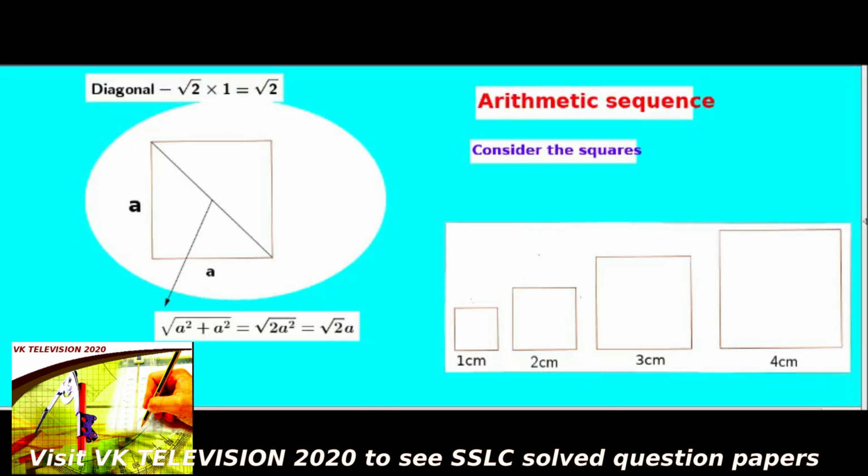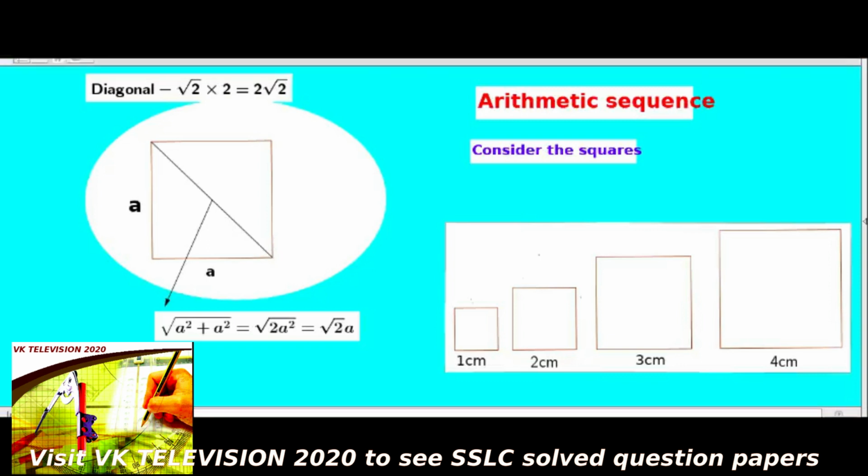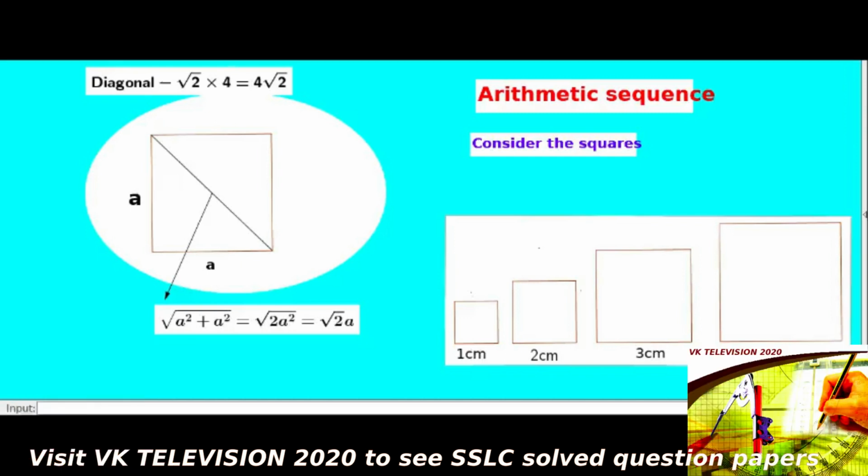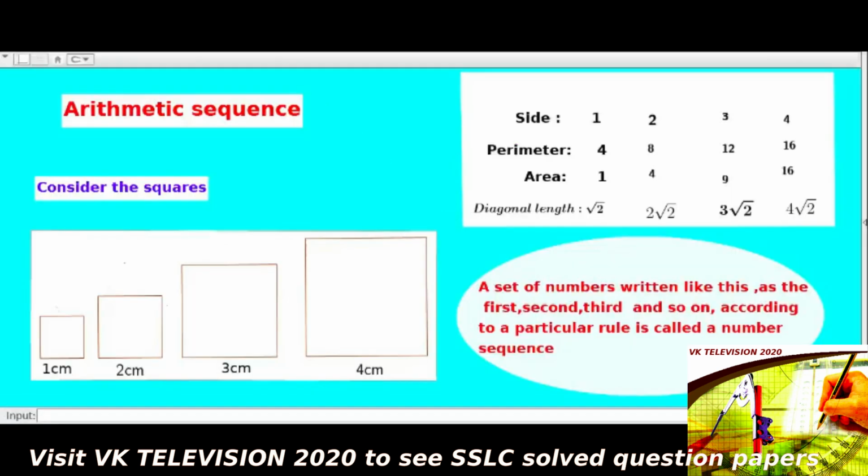What is the diagonal of the second square? Root 2 into 2 is equal to 2 root 2. Now what is the diagonal of the third square? Root 2 into 3 is equal to 3 root 2. Then we consider the last square having side length 4 centimeter. The diagonal of the fourth square is 4 into root 2 is equal to 4 root 2. Now we write the sides, perimeter, area and diagonal length of the four squares.